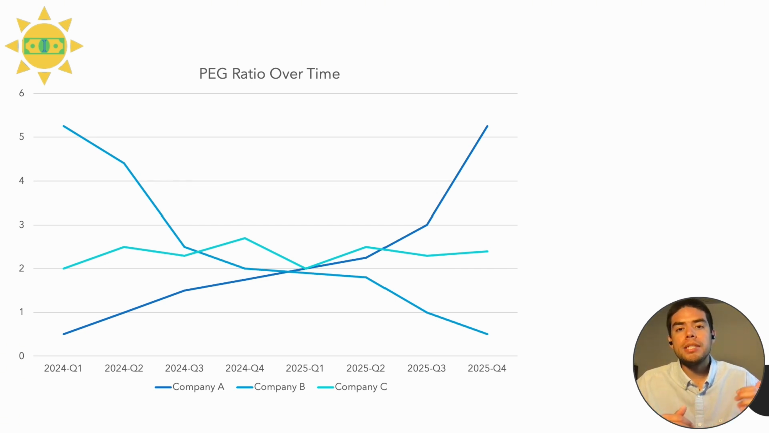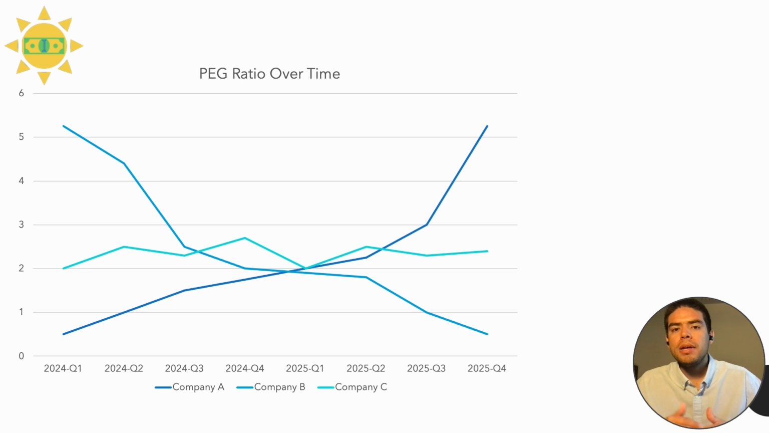We have company A, which has a decreasing PEG ratio over time. We have company B, which has an increasing PEG ratio over time. And we have company C, which has a somewhat steady PEG ratio over time. When looking at these 3 companies, consider which you think is undervalued, overvalued, and at the sector average. We know that PEG ratios below 1 are considered to be companies that are undervalued. So when we look at the first time frame in 2024 Q1, we can see that company A is considered undervalued, whereas company C is considered overvalued.